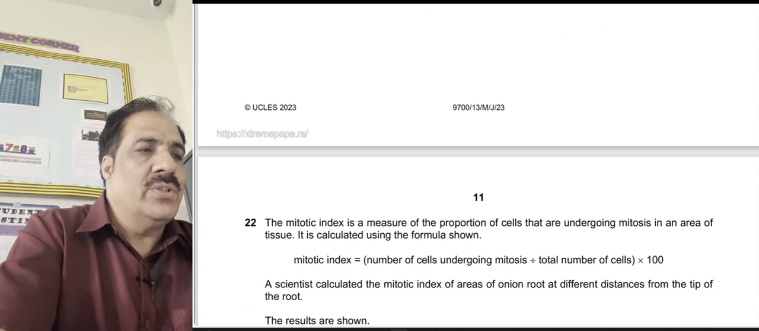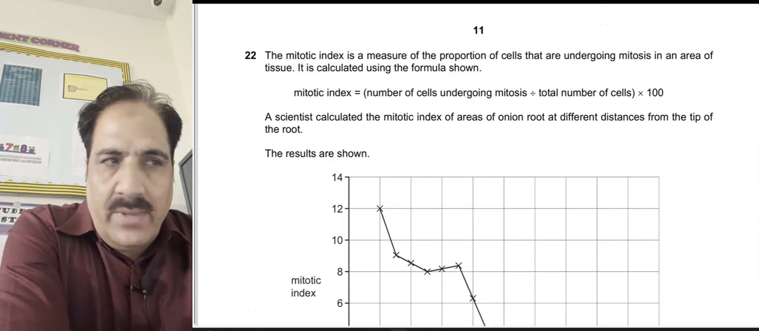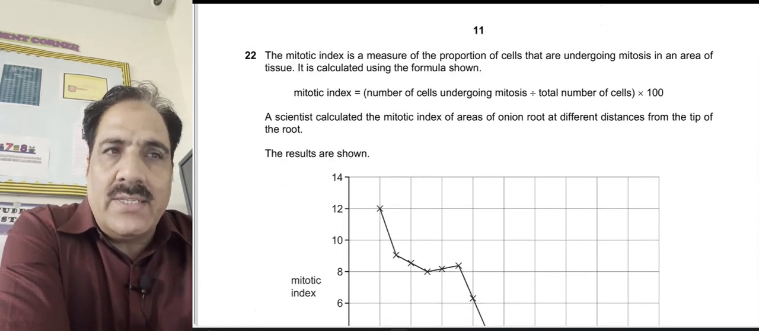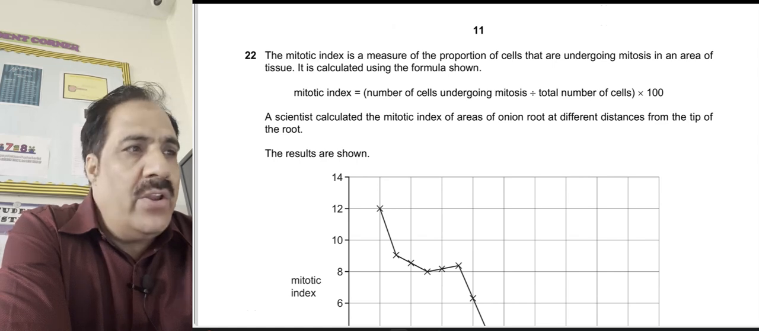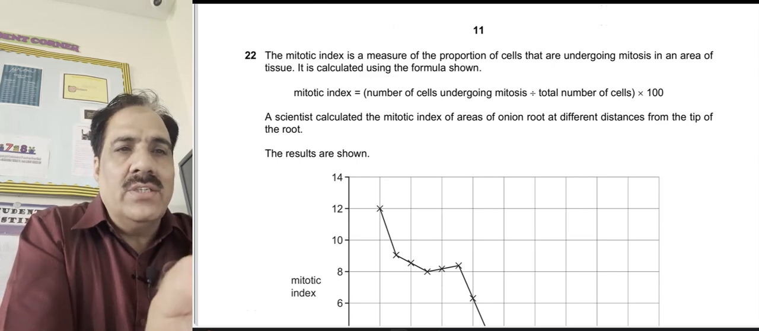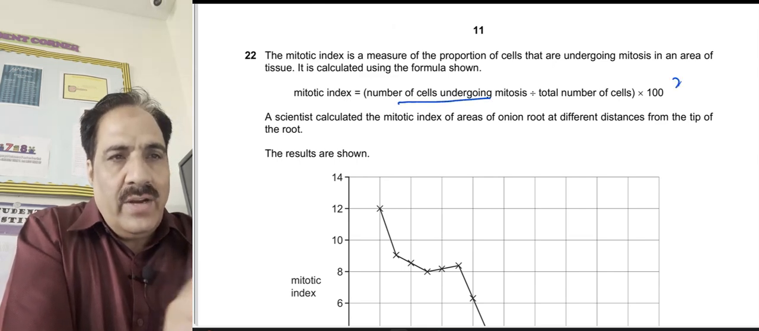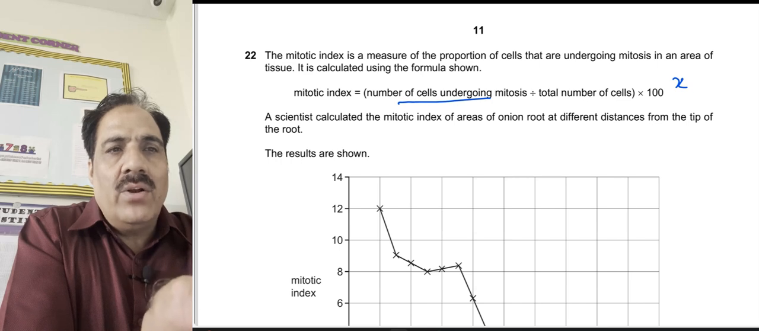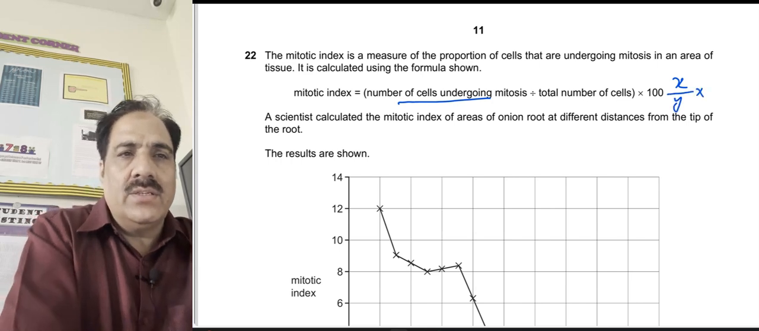Moving to question number 22. The mitotic index is a measure of the proportion of cells that are undergoing mitosis in an area of tissue. It is calculated using the formula: mitotic index is the number of cells undergoing mitosis divided by the total number of cells, multiplied by 100. This will give us a percentage.